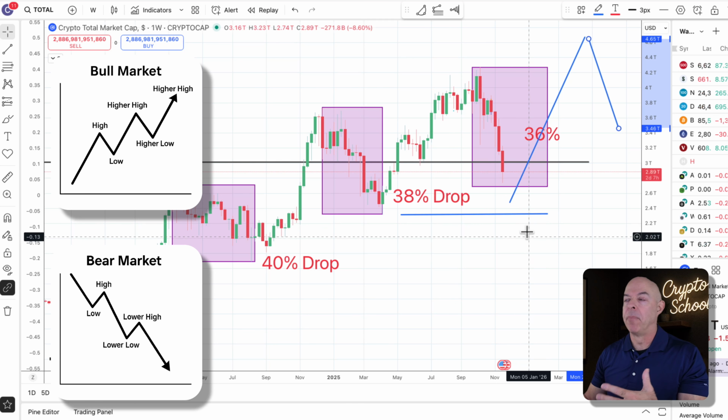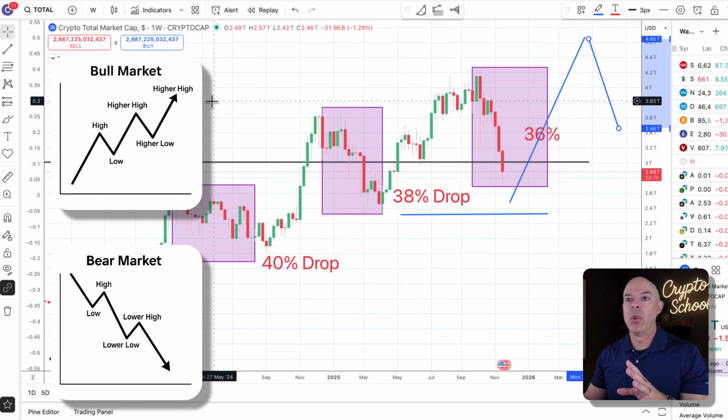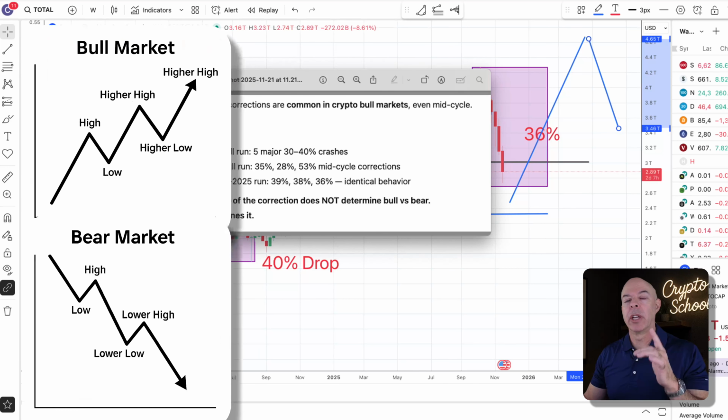Corrections are normal. If you were to look at the Dow Jones over the last 20 years, you would say, wow, it's been in a bull market the entire time. Not true. It had bull, it had bear, it had bull, it had bear, it had corrections. But how you know is the structure using that rule. And by the way, take a look at this.